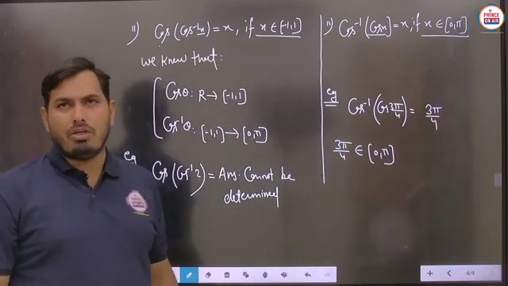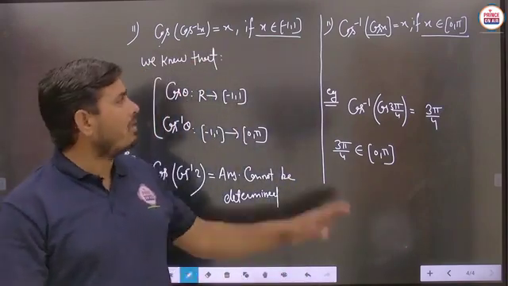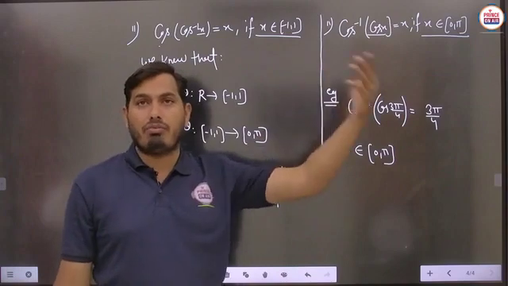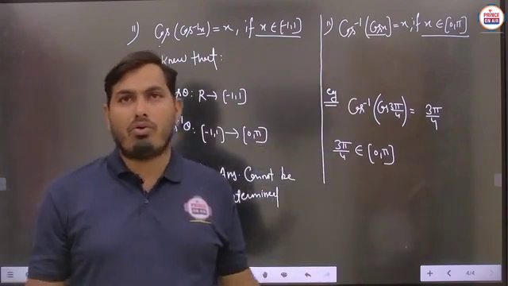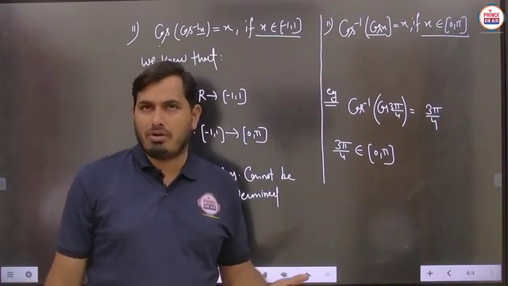So in these kinds of properties, what is the important thing? We have to keep in mind where x should lie, from where to where, and it will be totally dependent on the principal value and domain of the given function. Is it clear?